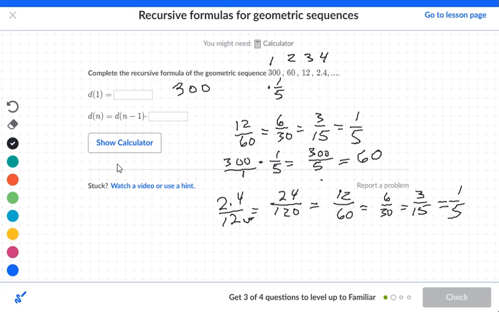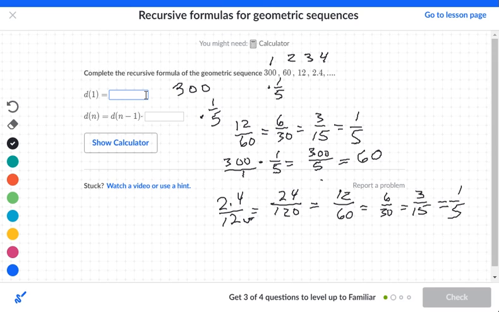So the rule on the problem here is we're timesing everything by 1/5. And notice that there is no sign change, so that would be a positive 1/5. So the first number in the sequence we said was 300, and we're timesing by the fraction 1 over 5.